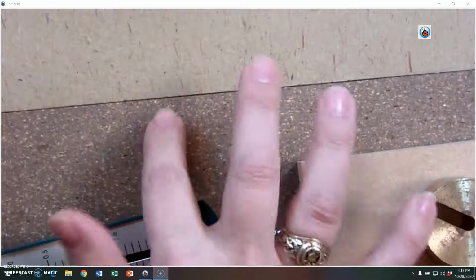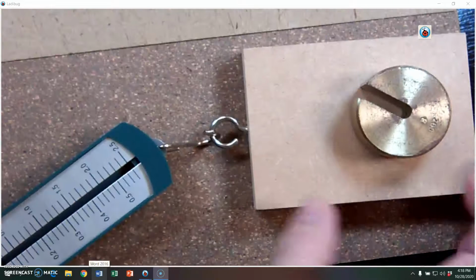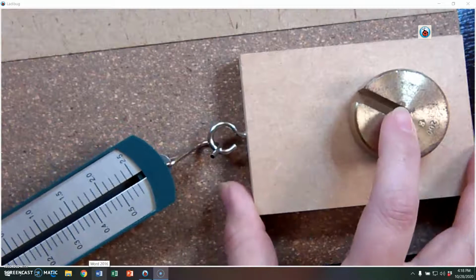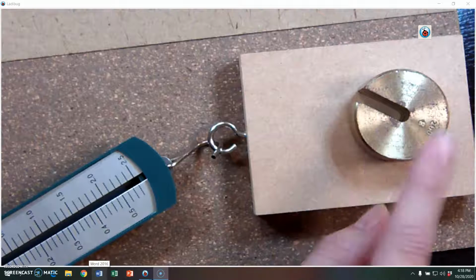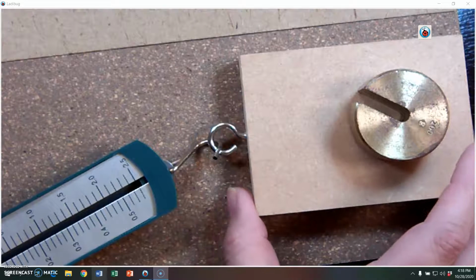So what we did with our force board is we had different surfaces. We had a cardboard surface, a cork surface, kind of a sandpaper surface, and then a rubber surface. And we pulled a block across that surface with different weights. We had a 200 gram weight, we had a 100, and then we combined the two for a 300 gram mass.